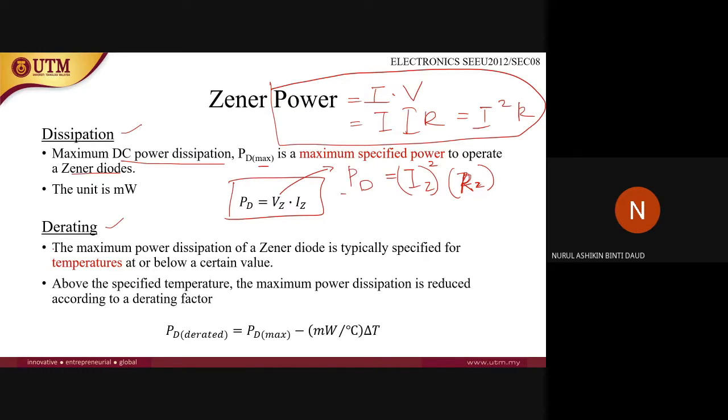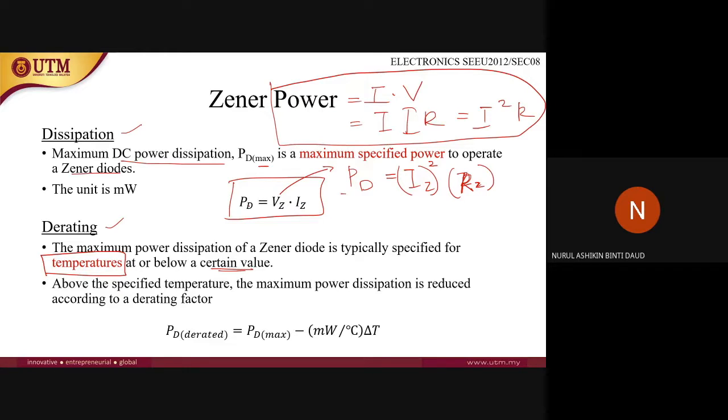Now, derating. The Zener power for derating is the maximum power dissipation of a Zener diode specified for temperatures at or below a certain value. For derating, the influence of temperature is included. Above the specified temperature, the maximum power dissipation is reduced according to a derating factor. So the Zener diode will also be limited by temperature.